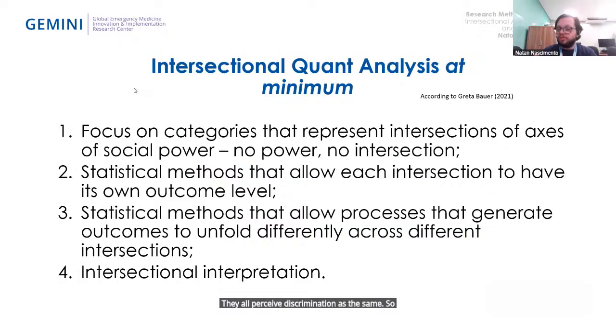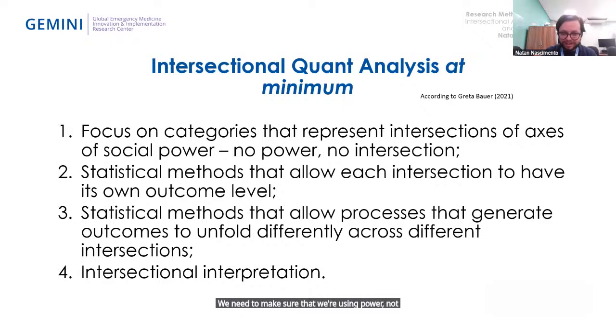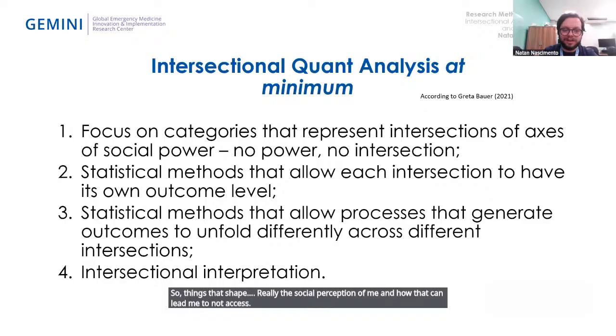So to close here, what we need at minimum to have an intersectional quantitative analysis. Focus on categories that represent intersection of axes of social power. No power, no intersection. So we need to make sure that we're using power, not just identity traits. So things that shape really the social perception of me and how that can lead me to not access some kind of service.